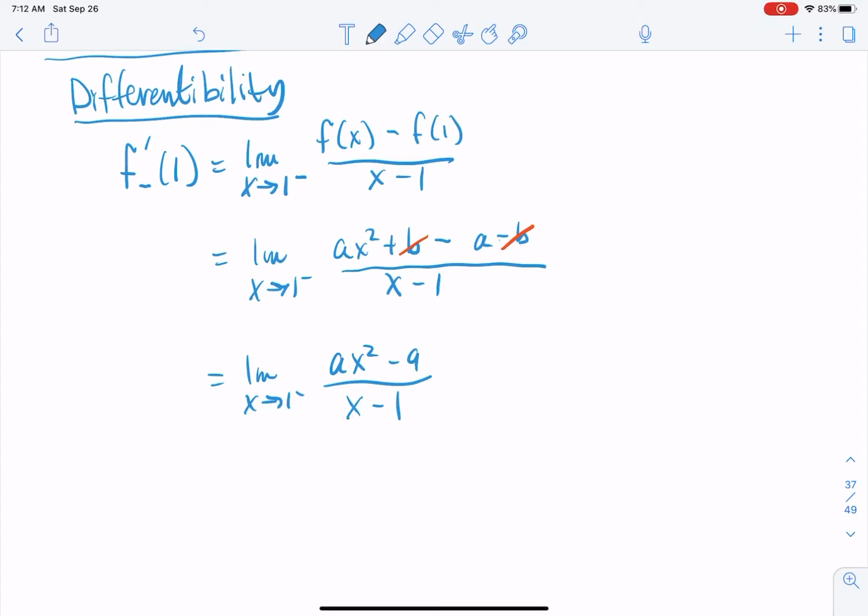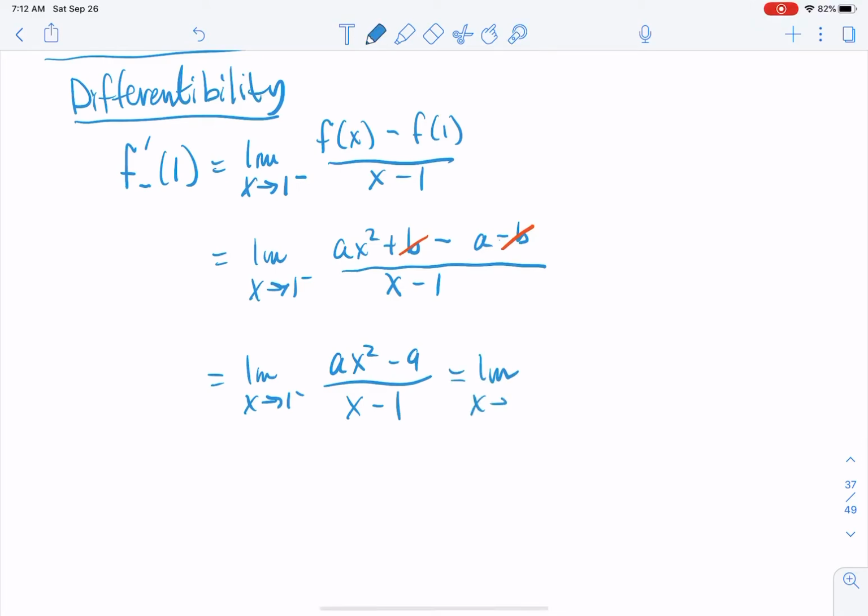Well, what happens when we stick in 1? 0 on the bottom, of course. And then this would be 1, so I'd have a minus a, which is also 0. 0 over 0. I've got to fix it. I've got some sort of hole. Well, I can fix this polynomial, which means probably there's a common factor I've got to cancel out.